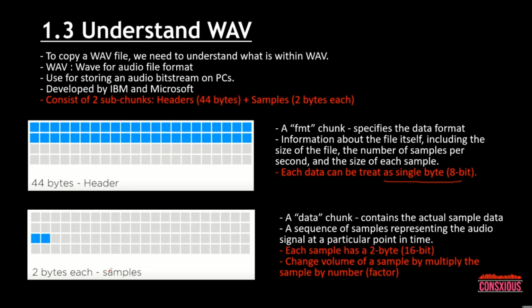As for the samples, it is a data chunk which contains the actual samples. It is a sequence of samples representing the audio signal at a particular point in time. Each sample is 2 bytes, 16 bits. So we can actually change the samples by multiplying them by a number, which is the factor in our case.